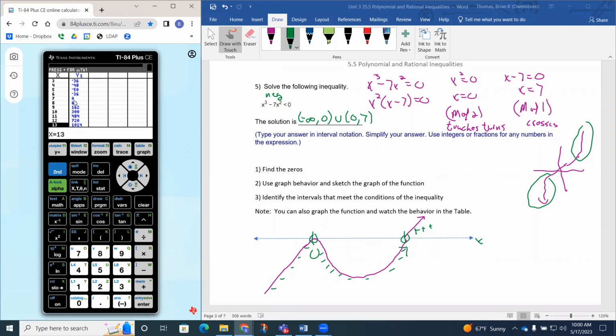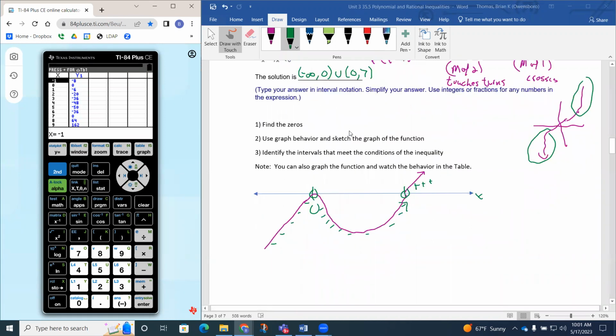See how 7 is a 0 because the y value is 0. That's what makes the function 0. And 0 makes the function 0. So those are called your zeros. It looks like we've got the correct answer there. Again, since it's less than 0, we cannot include the endpoints, so they're open with parentheses.